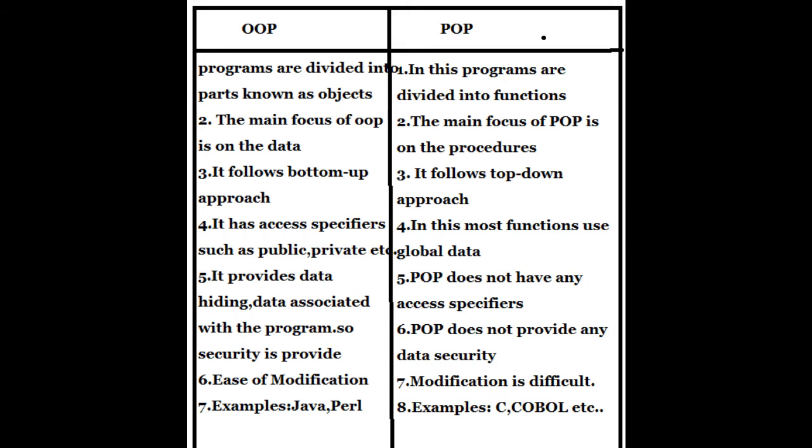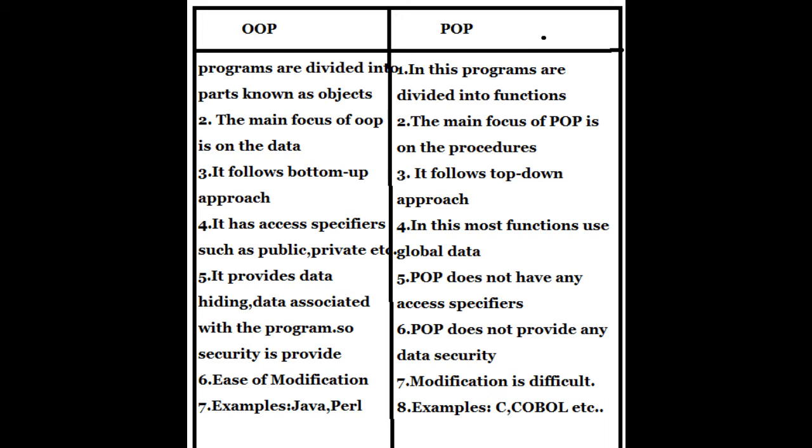POP programs are divided into functions. In OOPs, programs are divided into objects. In POP, main focus is on the procedures, whereas in OOP, the main focus is on the data. In POP, it follows the top-down approach, whereas in OOP, it follows bottom-up approach.